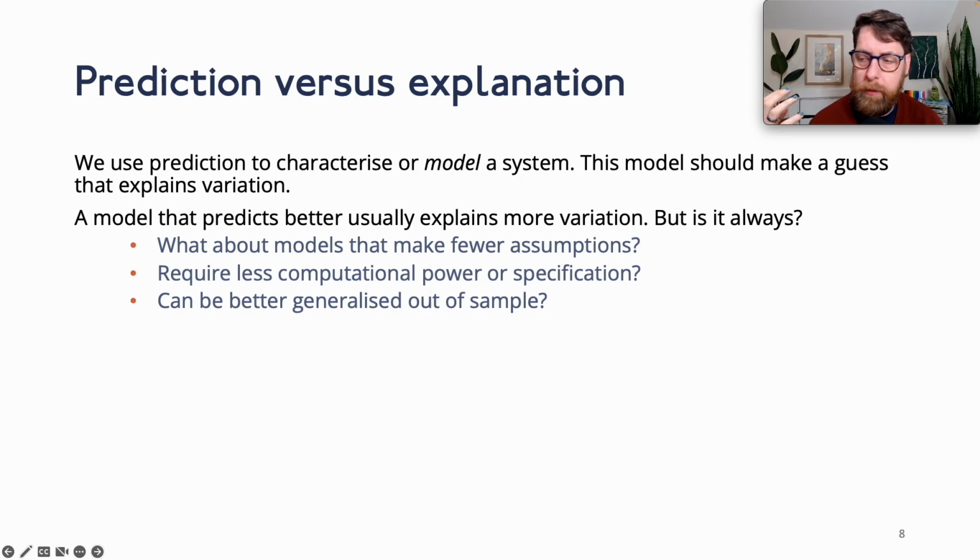What about something that requires less computational power? There are some models that are really, really good, but they're very computationally expensive. So if you have to repeat them over and over again, you might get to a point where you simply can't. You don't have enough data, and so you don't have enough time. Being able to do something quicker and get around the same amount of prediction can also be a good thing. And another is, of course, can it be better generalized out of sample?